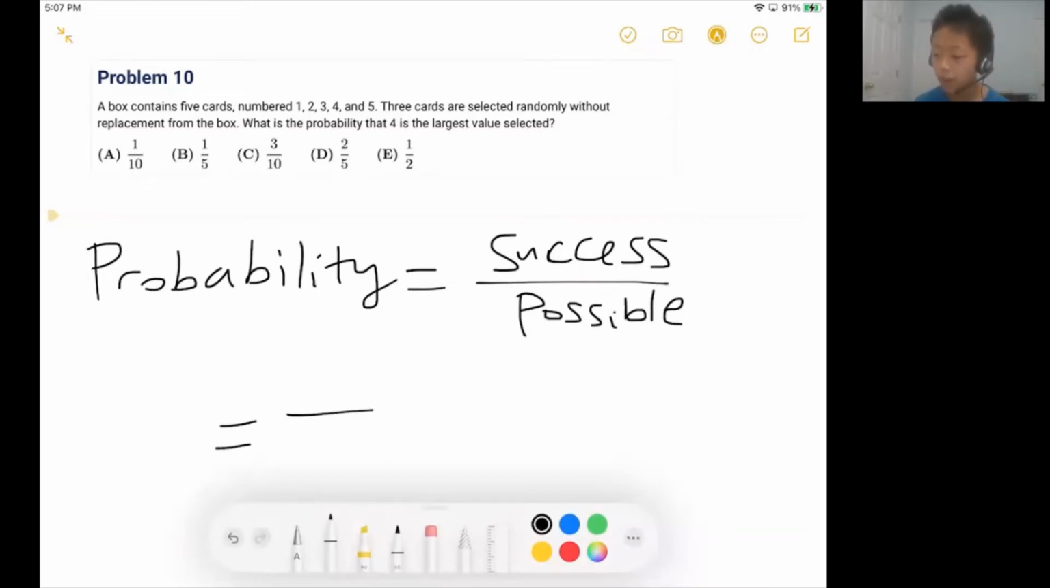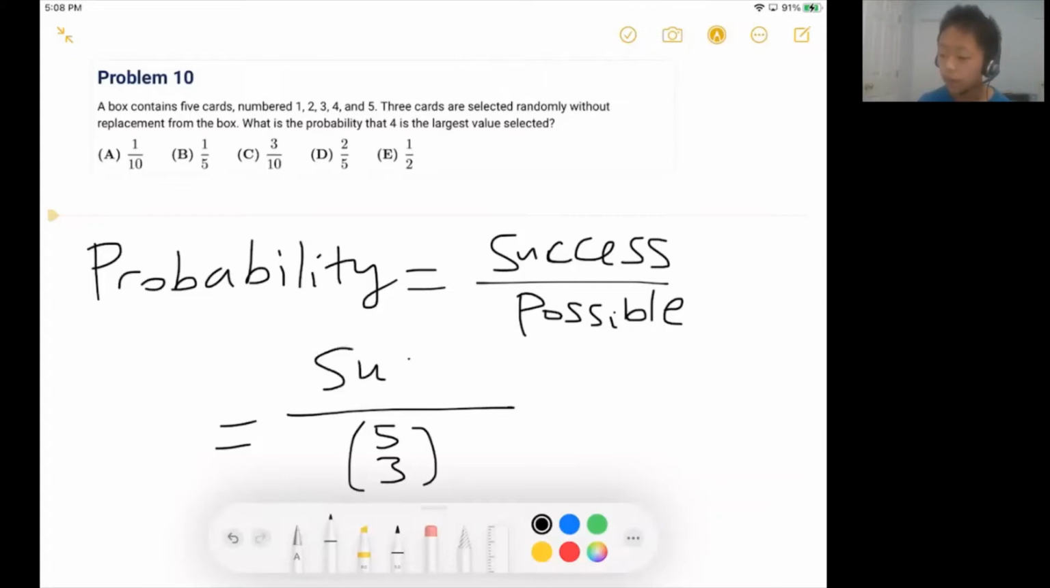So for the number of possible, we want to choose 3 cards from a total of 5 cards. That's not hard. We would just do 5 choose 3. From a total of 5 cards, we're going to choose 3 of them. So the total number of ways, which is the possible number of ways, is 5 choose 3.